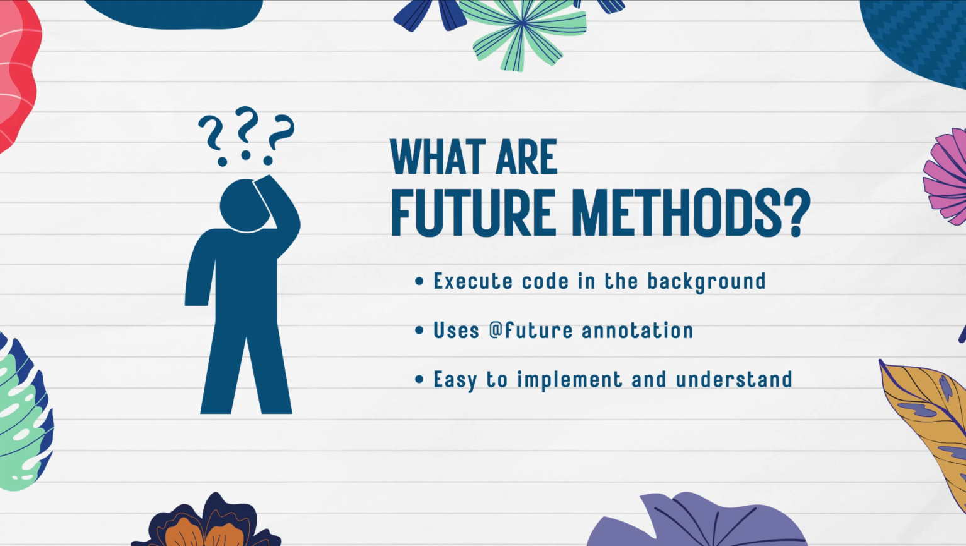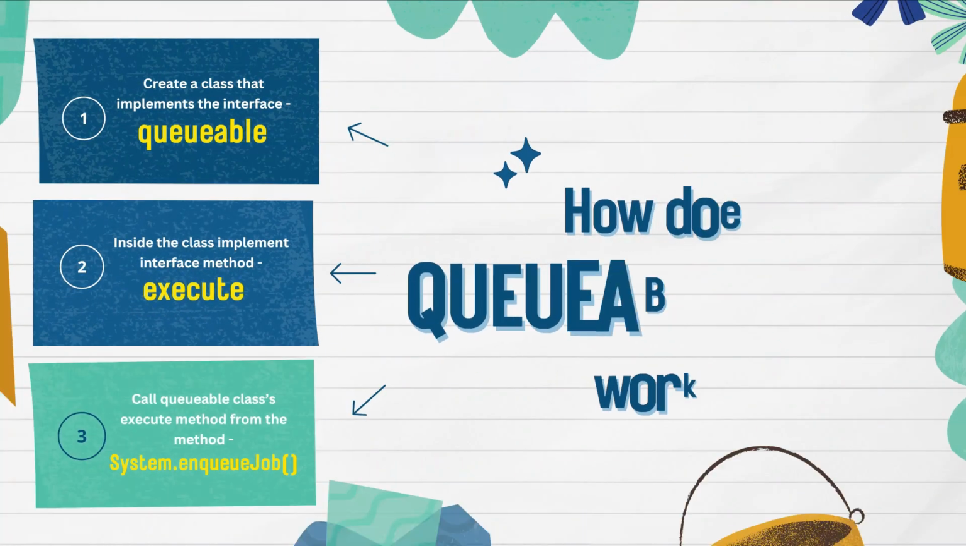Before you continue watching this video, I would recommend you to click on the I button and watch my video where I have explained in detail what future methods are and how they work with an example. Having this understanding of the future methods will be helpful for you, as we will be referring to the future methods while talking about Queueable Apex in this video, as in general these two options are used commonly for asynchronous processing. Let's continue with our video by understanding how the Queueable Apex works in Salesforce.